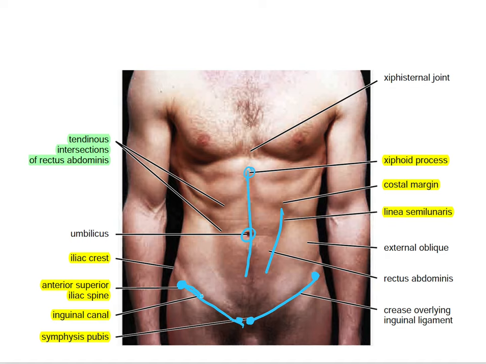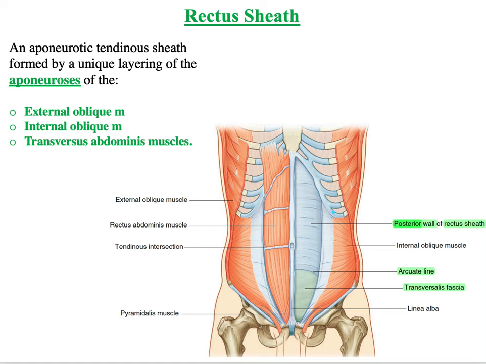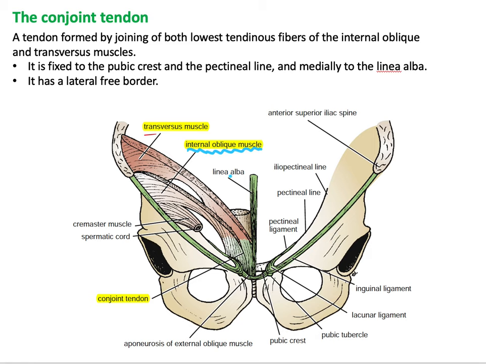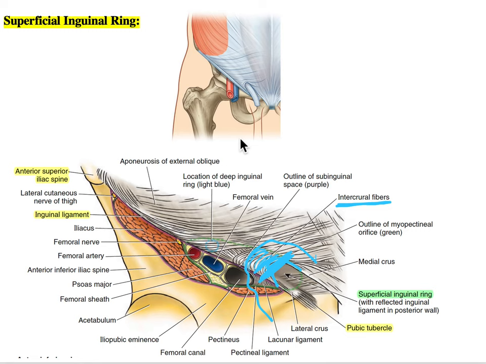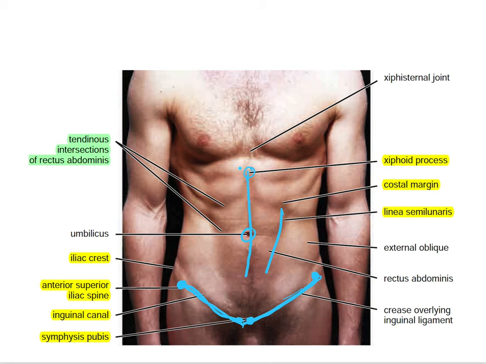Now, guys, let us define the rectus sheath. We mentioned that the rectus abdominis muscle is located inside a sheath. We opened this sheath and removed the muscle. So this is the rectus sheath. It's formed by the aponeurosis of the three muscles. You remember the external oblique, internal oblique and the transversus abdominis? As you see here, they end anteriorly and continue with aponeuroses. These aponeuroses form the rectus sheath.